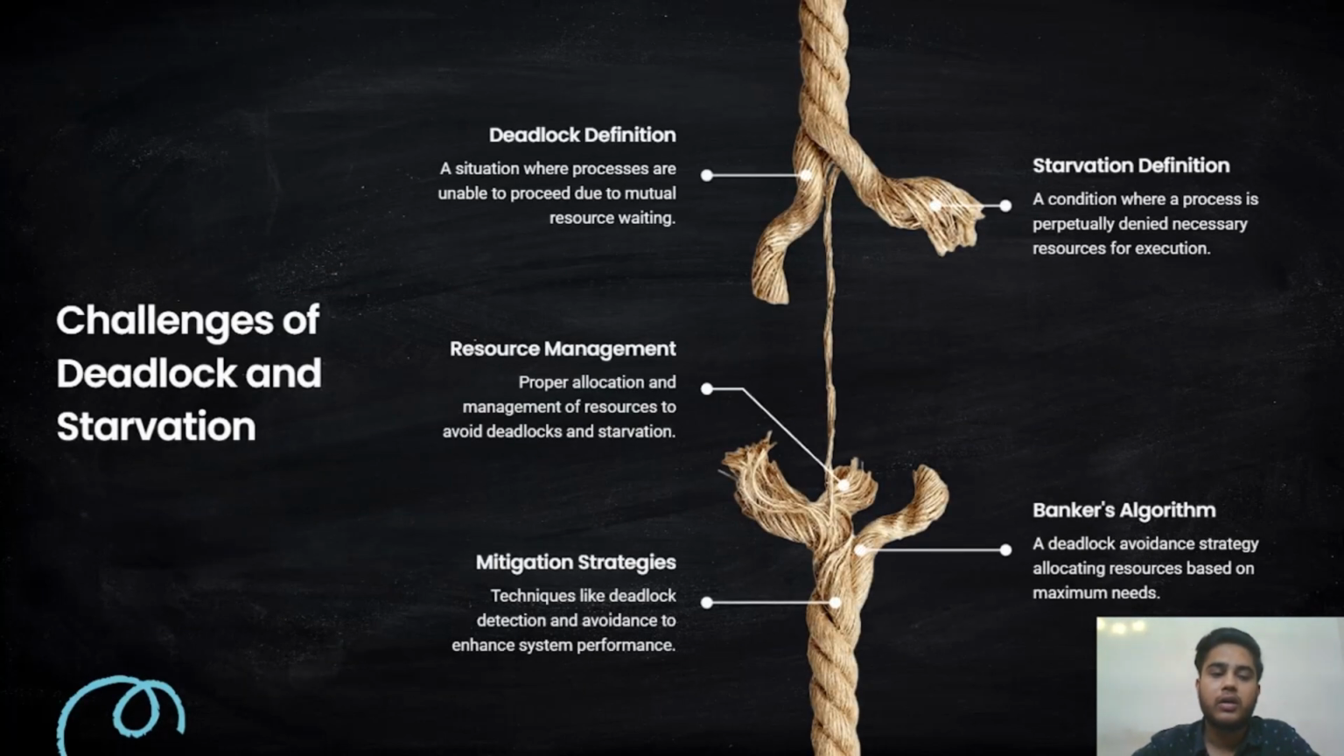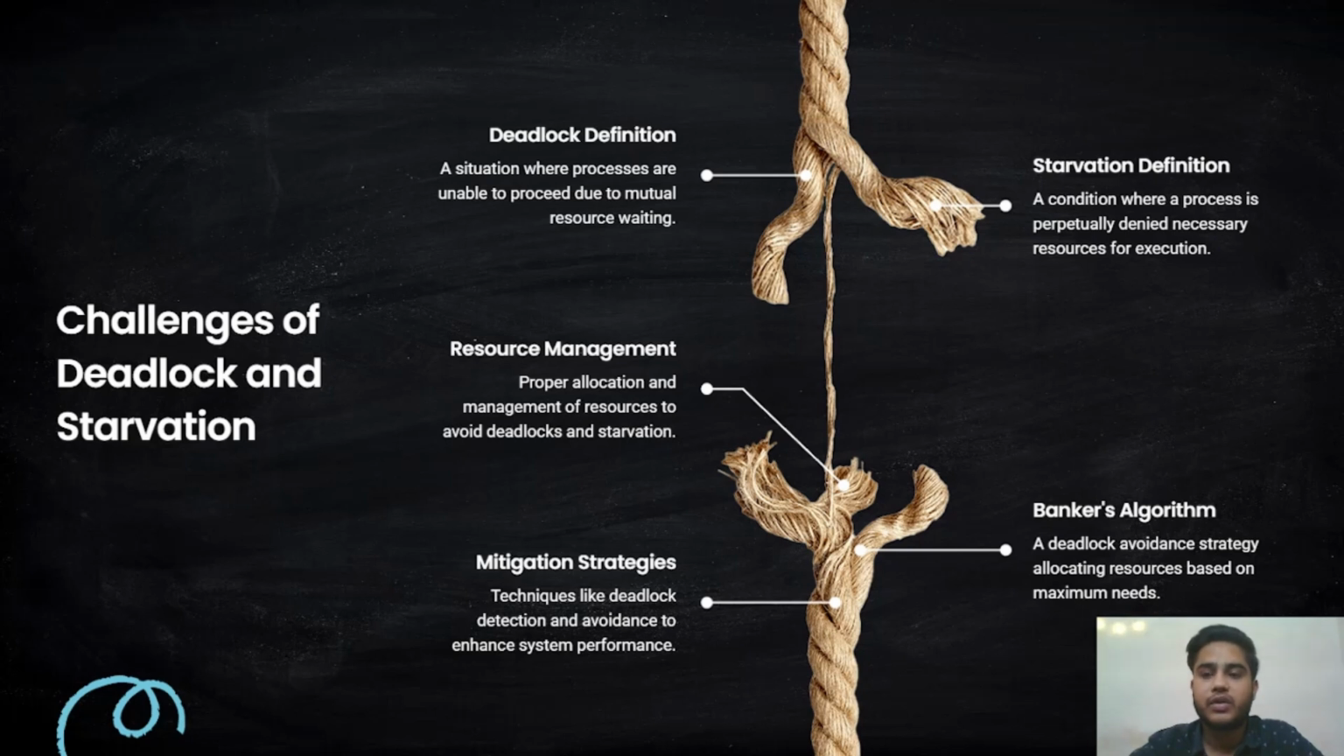Challenges of deadlock and starvation. So with synchronization come challenges. First of all, we will try to understand the definition of deadlock. Deadlock is a situation where processes are unable to proceed due to mutual resource waiting. And what is the definition of starvation? A condition where a process is perpetually denied necessary resources for execution.